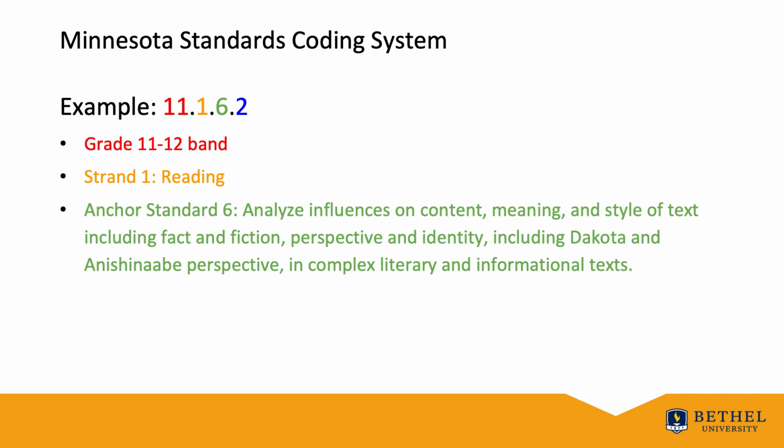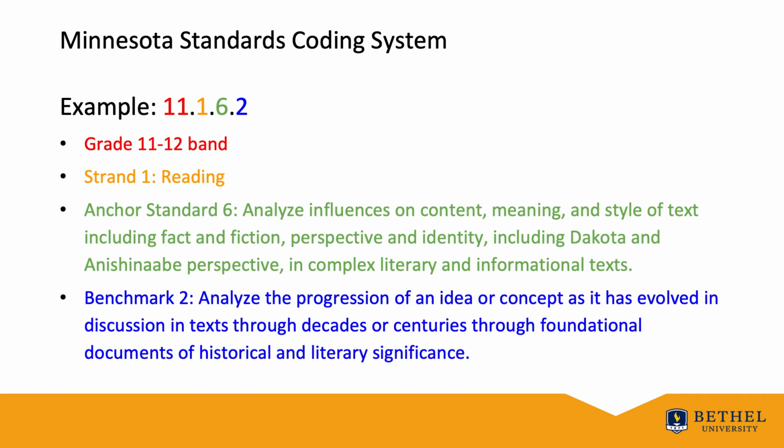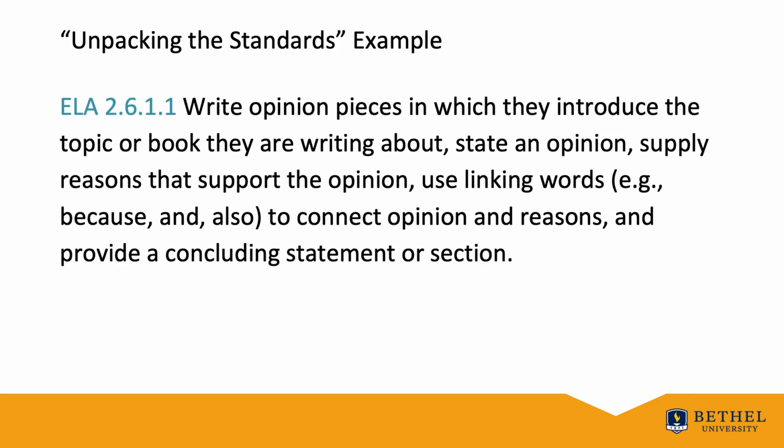That is further defined in Benchmark 2. Benchmarks are the final level, and it says, analyze the progression of an idea or concept as it's evolved in discussion in text through decades or centuries through foundational documents of historical and literary significance. That's a pretty lofty goal and quite a mouthful. So the coding system is always grade, strand, standard, and benchmark. If there's a fifth number, it's a substandard to further explain the strand. And every standards document has a section at the beginning that's kind of a decoder ring to help you confirm the coding system.